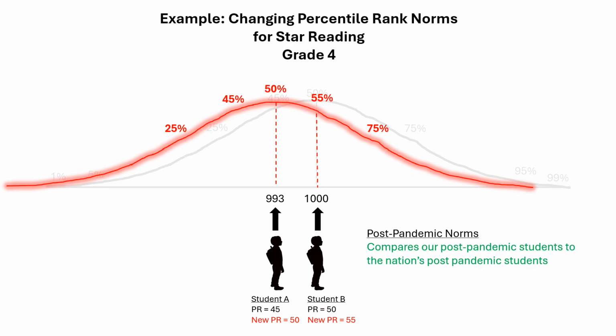With a new test score distribution, Renaissance had to assign new percentile ranks to the same scale scores for us to compare our post-pandemic students to the nation's post-pandemic students, which is really the purpose of having a normative metric anyway, like percentile ranks. If we look at the same two students, their new percentile ranks have gone up. The first one, student A, went from 45 to 50, and for student B, he went from 50 to 55. This is only an example of the differences you may see between old and new PRs, which could be different at different grades and in different subjects.